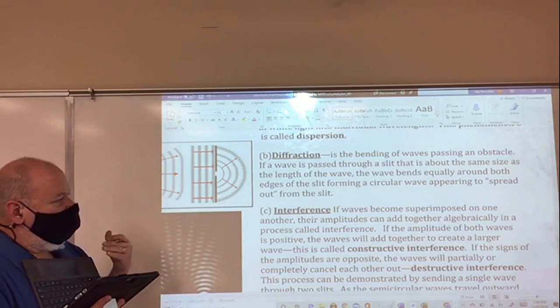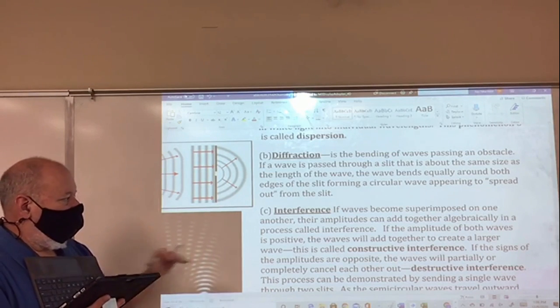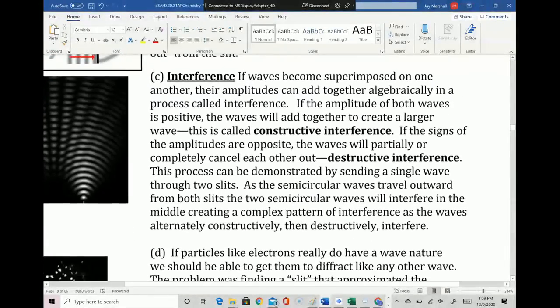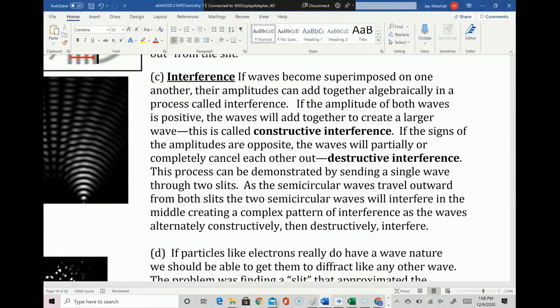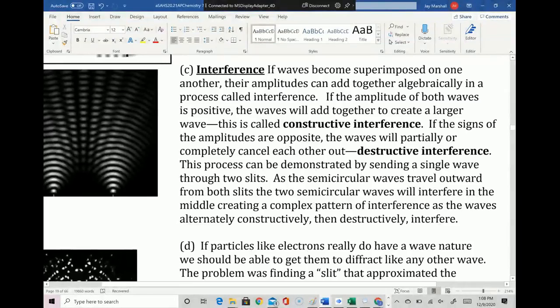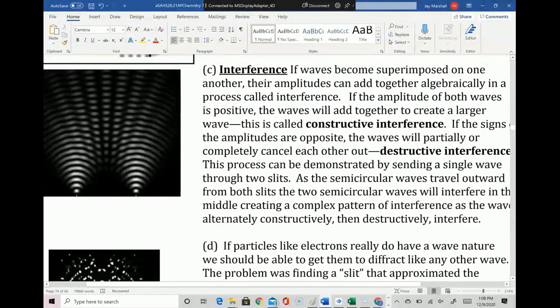And then if waves become superimposed on one another, their amplitudes can add together in a process called interference. If the amplitude of both waves is positive, this is called constructive interference. If the signs of the amplitudes are opposite, the waves will partially or completely cancel each other out, and this is called destructive interference. And this process can be demonstrated by sending a single wave through two slits.